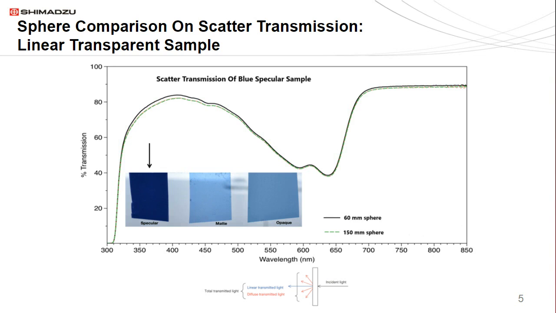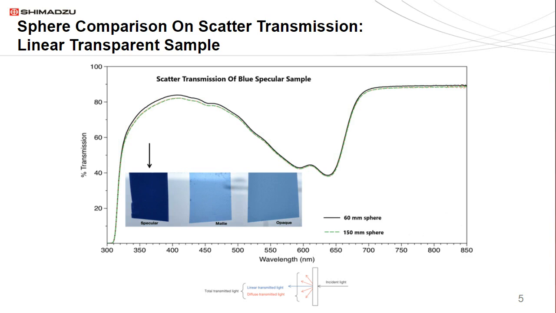First, we're going to consider transmission. And transmission, as you can see by the little diagram at the bottom, can be either linear for a transparent sample, or diffuse, scattered for a hazy sample. And both of them together constitute total. So an integrating sphere in scatter T mode is collecting total transmission.